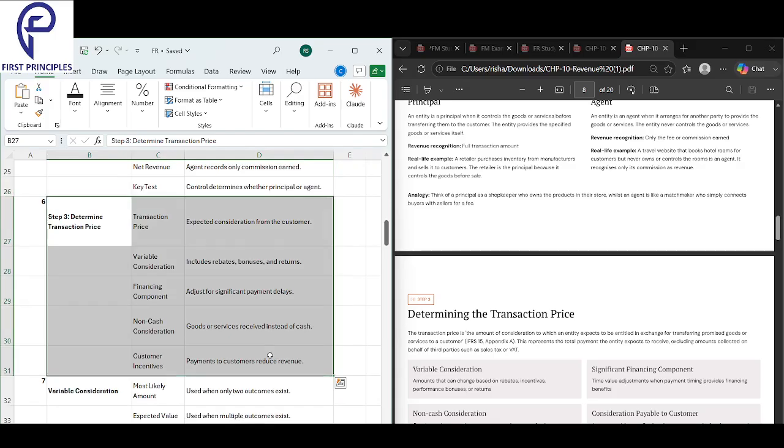What about the transaction price? Right. Next, we look into determining the transaction price. How do you determine the transaction price? So first of all, what do you mean by the transaction price?